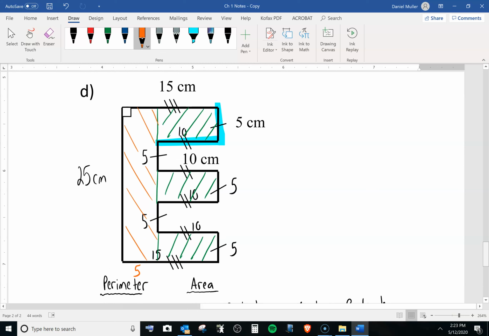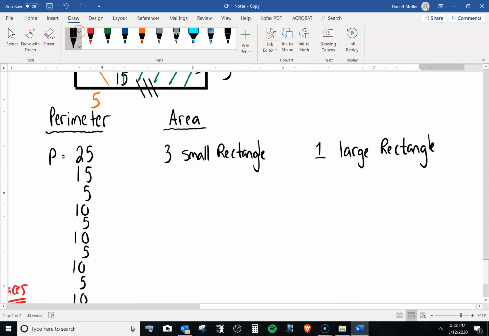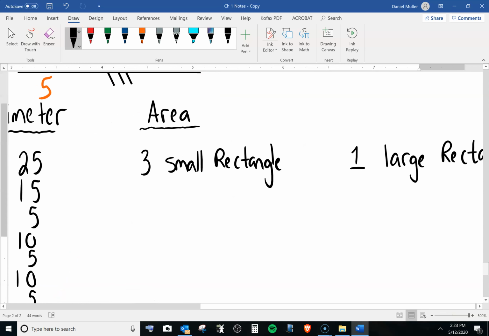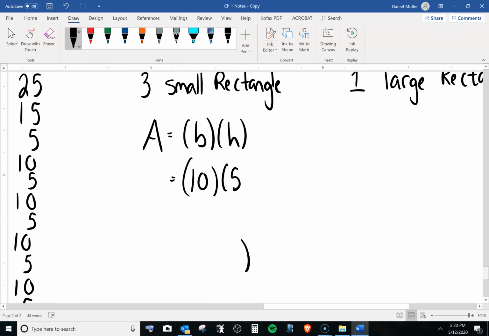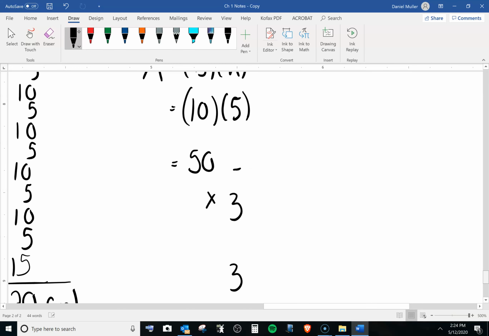And I'll do the small ones first. Again, the base is 10 and the height is 5. So area equals base times height, which in this case is 10 times 5, which is 50. And then there are 3 of them. So I get 150 centimeters squared.